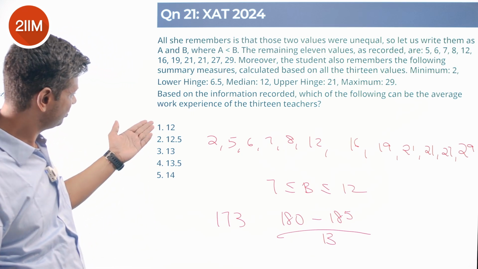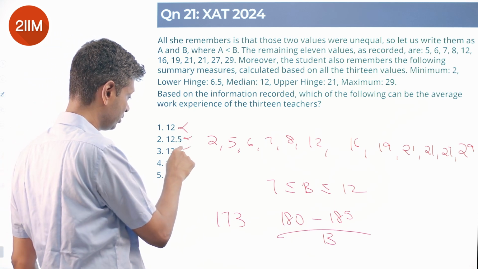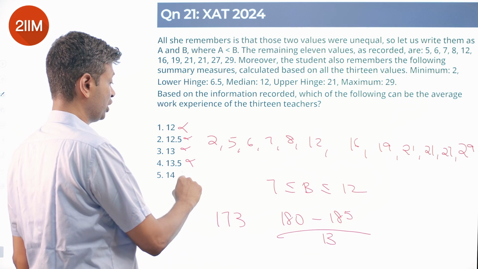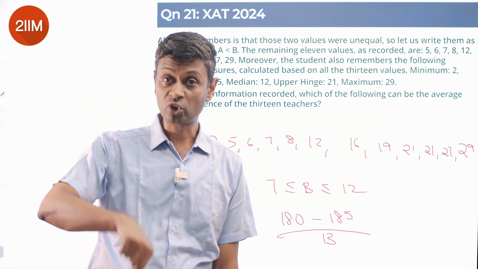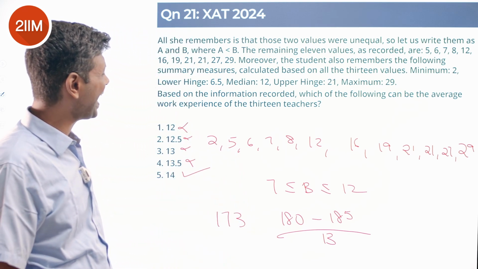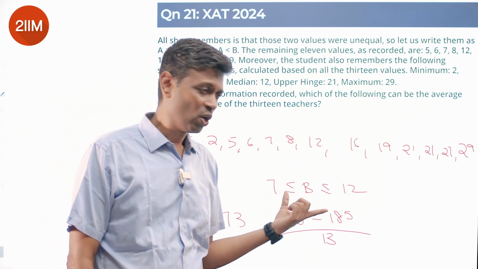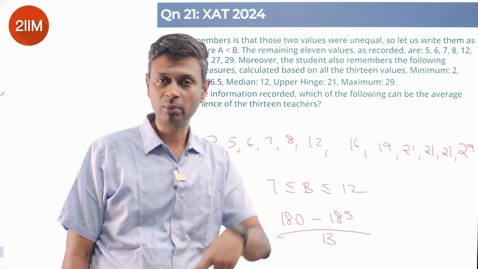It's not 12. It's not 12 and a half. 169 is 13. So it's not this, not this, not this. Even 13 and a half is not possible. 14 is possible. 13 into 14 is 182. 182 is very much possible. 14 is possible. The rest are not possible. So question says, based on the information given, which of the following can be the average work experience? So B has so many values. Sitting inside that could be this value that takes us to 14. So 14 is possible, none of the others is possible.